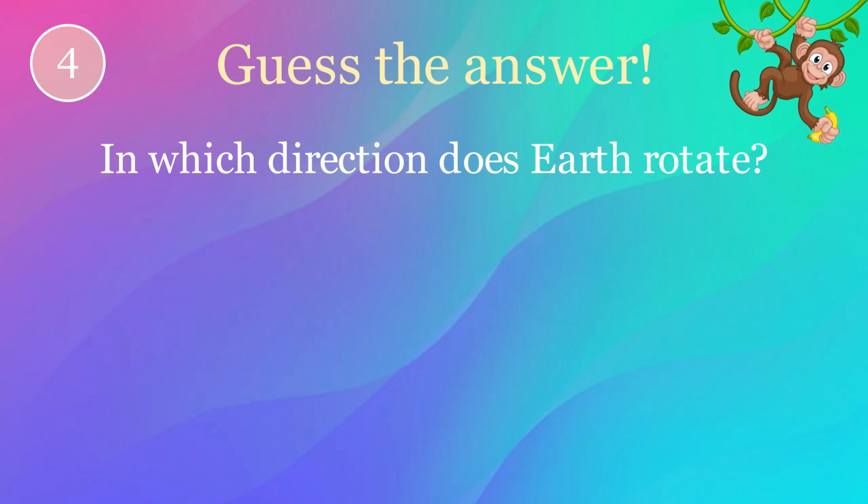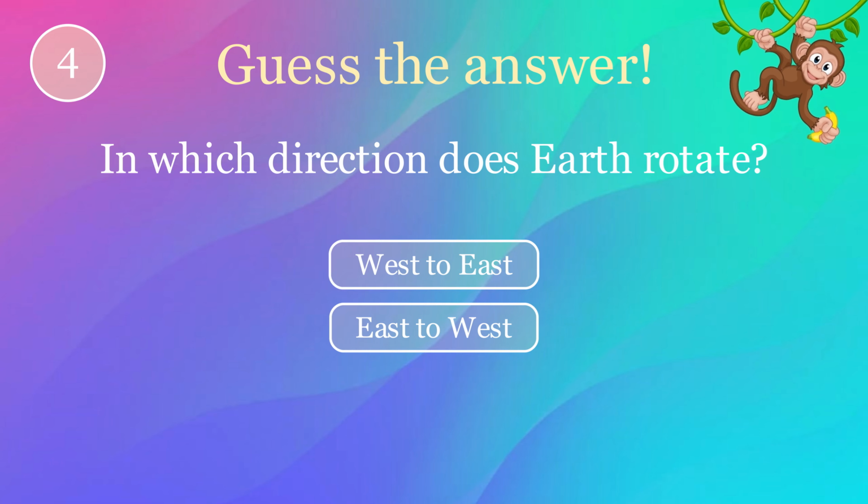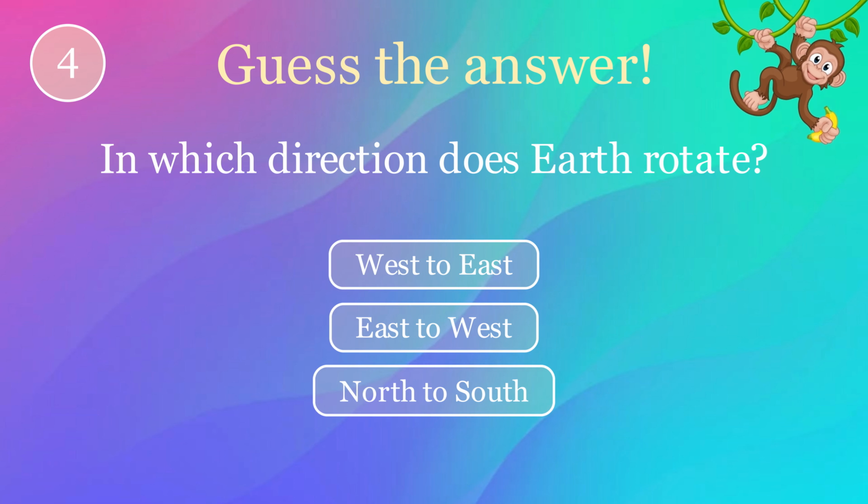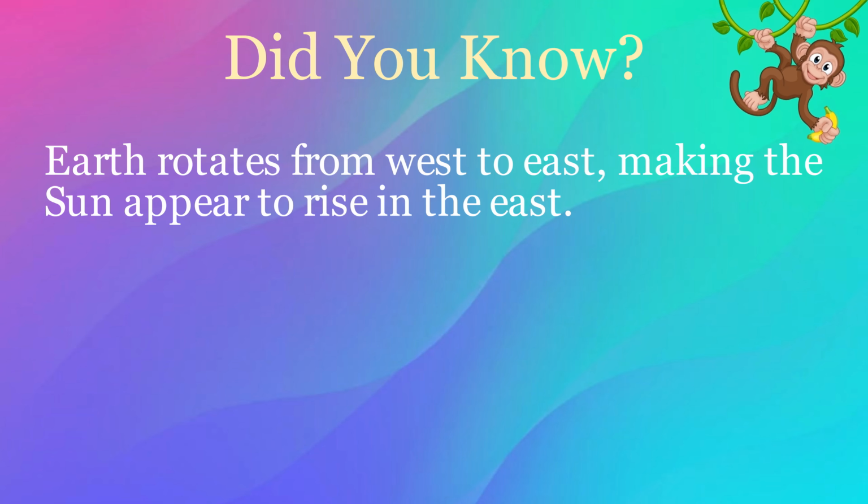In which direction does Earth rotate? West to east, east to west, north to south. The correct answer is west to east. Here's an interesting fact: Earth rotates from west to east, making the sun appear to rise in the east.